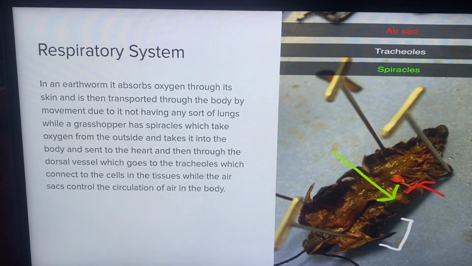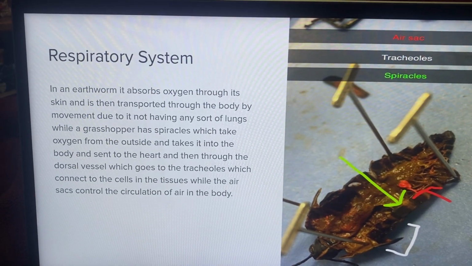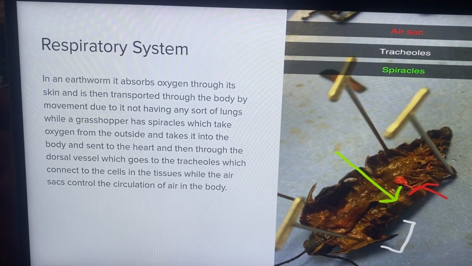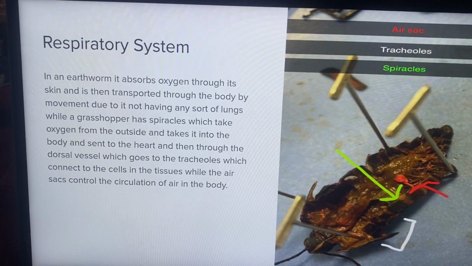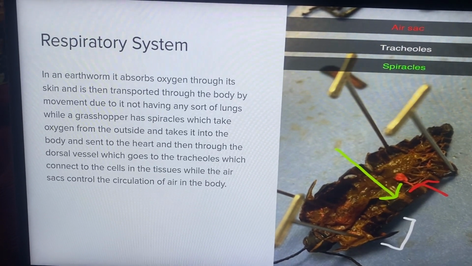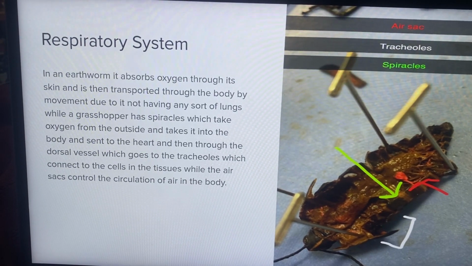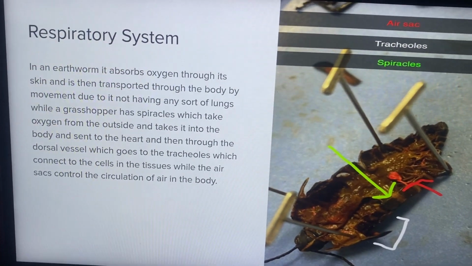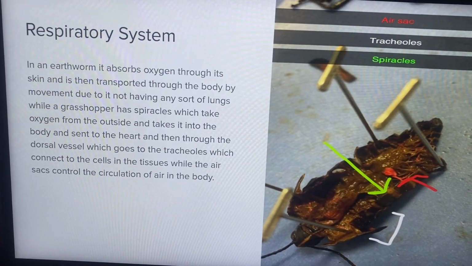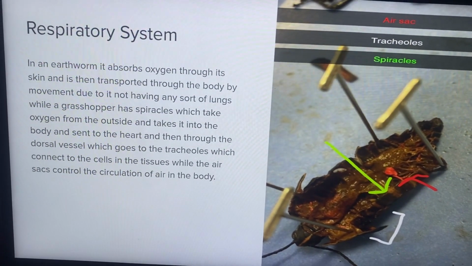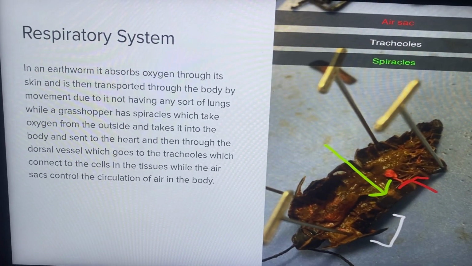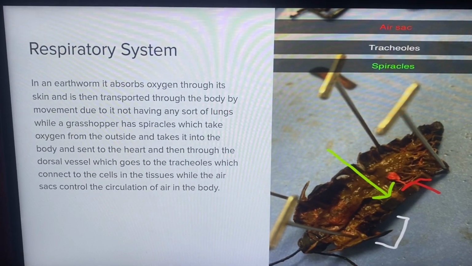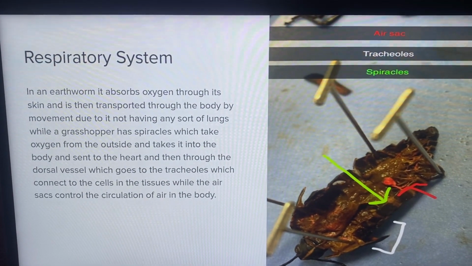And then the respiratory system. In an earthworm, it absorbs oxygen through its skin and is then transported through the body by movement due to it not having any sort of lungs, while a grasshopper has spiracles, which take oxygen from the outside and take it in through the body and then to the heart and then through the dorsal vessel, which goes to the tracheoles, which connect to the cells and the tissues, while the air sacs control the circulation of air in the body. So we can quite see from my former slides I was wrong. I do apologize for that.